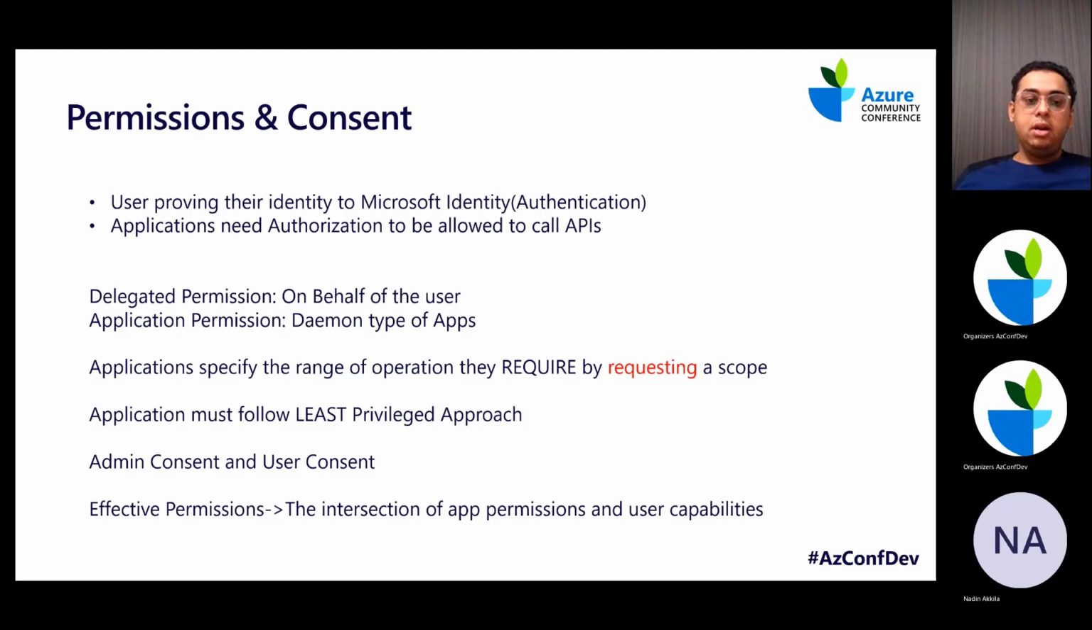The next important point is applications specify the range of operation they require by requesting a scope. What does that mean, right? My app is going to call into mails. It's going to get data from mails. I need to ensure I request scope. What I mean by scope is essentially scope is nothing but permission. When you're coding, you call it scope, but I'm requesting a permission. That's what requesting a scope means.